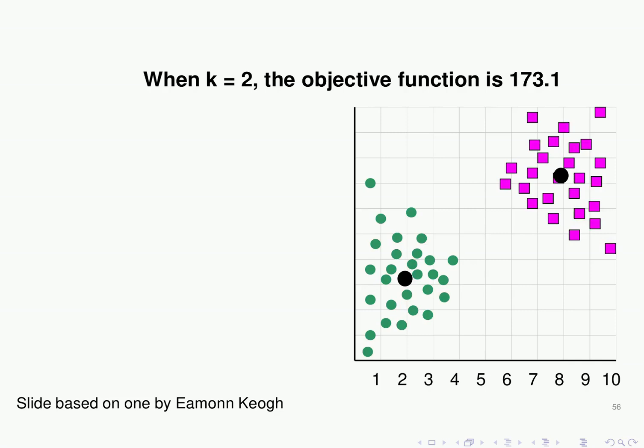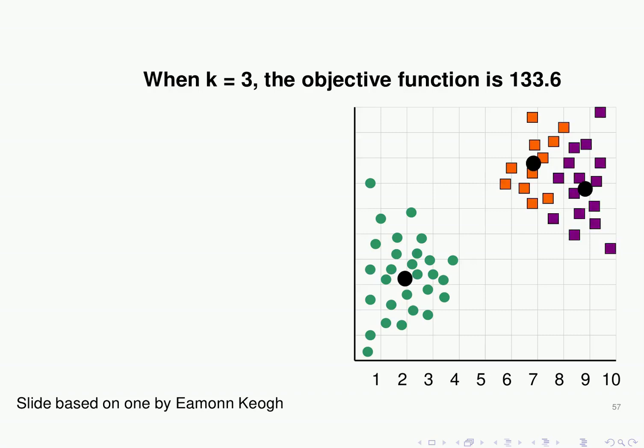With k=2, the data is divided into two clusters, each with its own centroid. This division significantly reduces the objective function to 173.1, reflecting a decrease in the sum of squared distances from the points to their respective centroids. This reduction indicates improved clustering accuracy compared to k=1. By splitting the data, each cluster becomes more focused and compact, increasing clustering efficiency and precision.